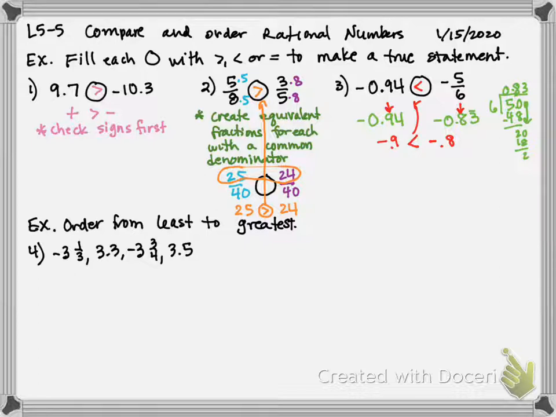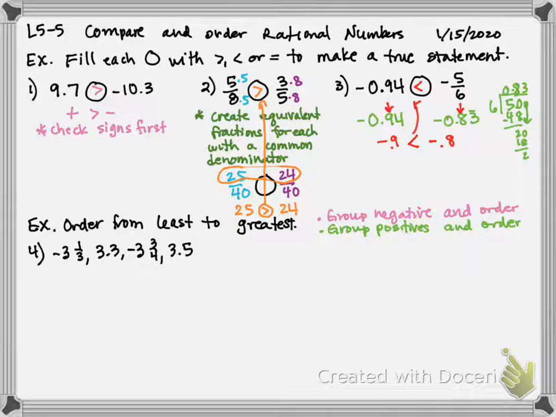So I'm going to give you a little hint off to the side how I would do this. So I would first group the negatives and put in order. And then I would group the positives and order. And then that will do it for you.